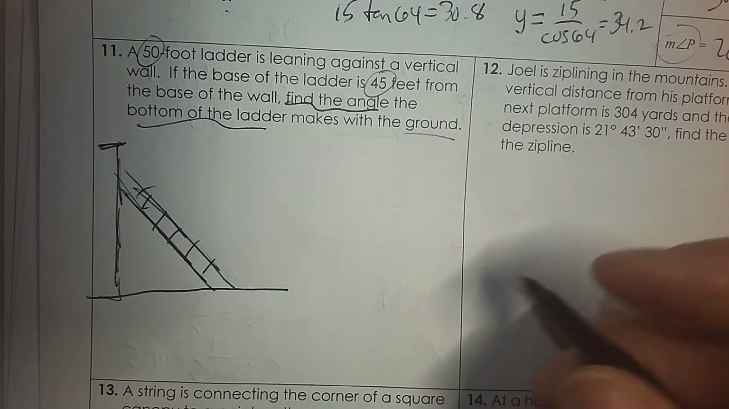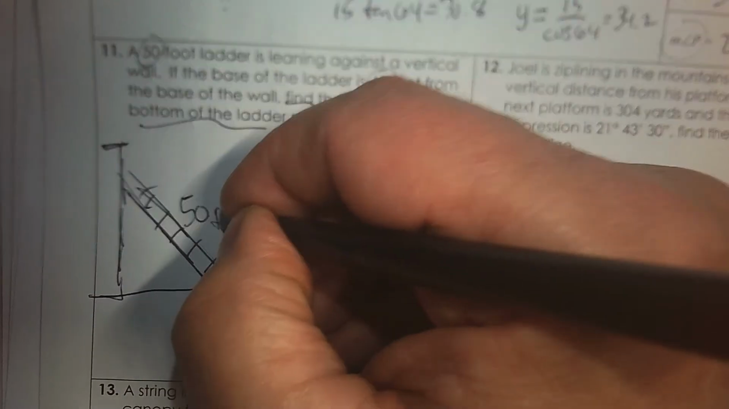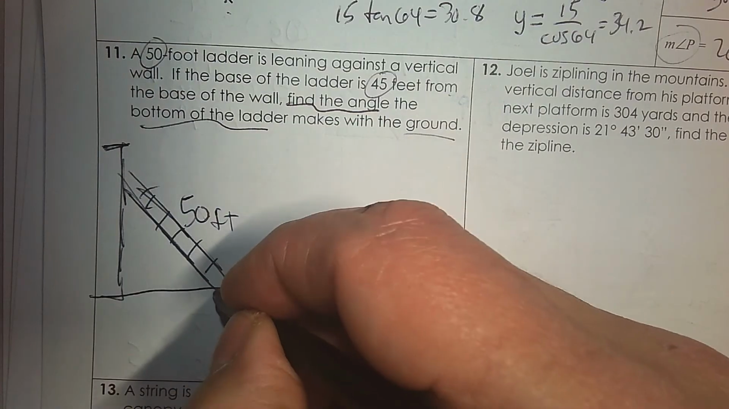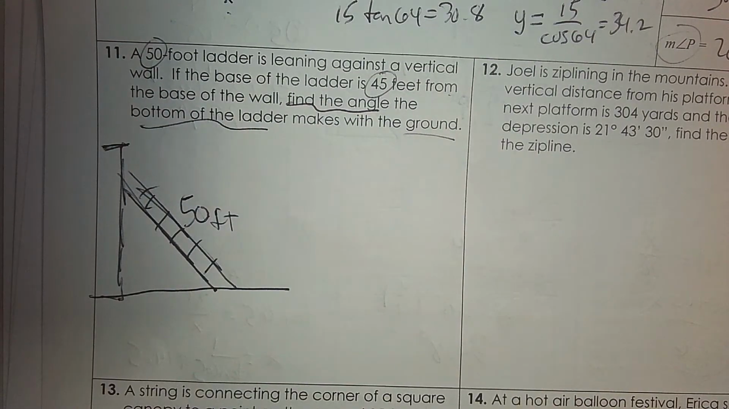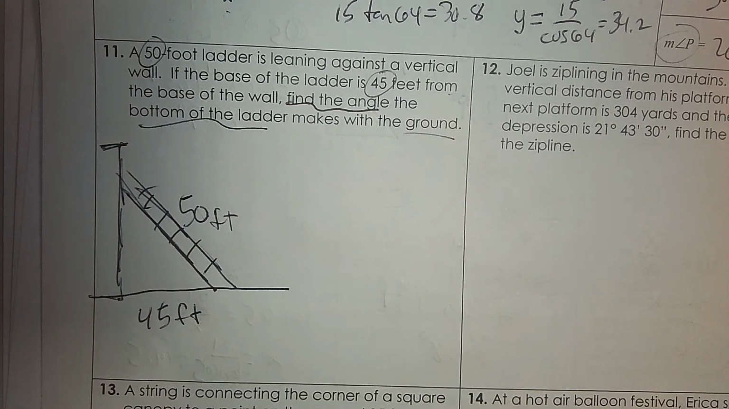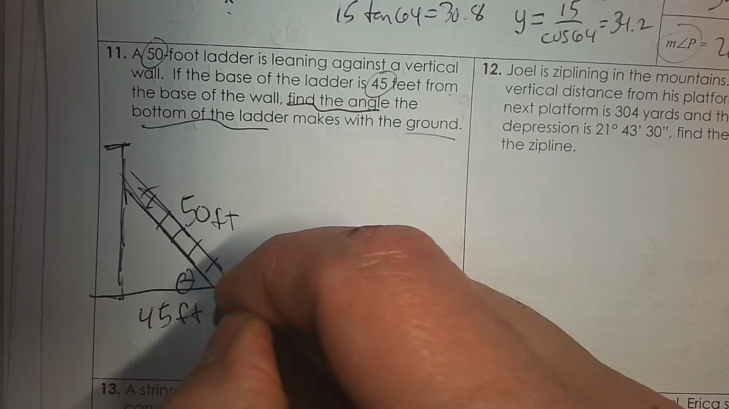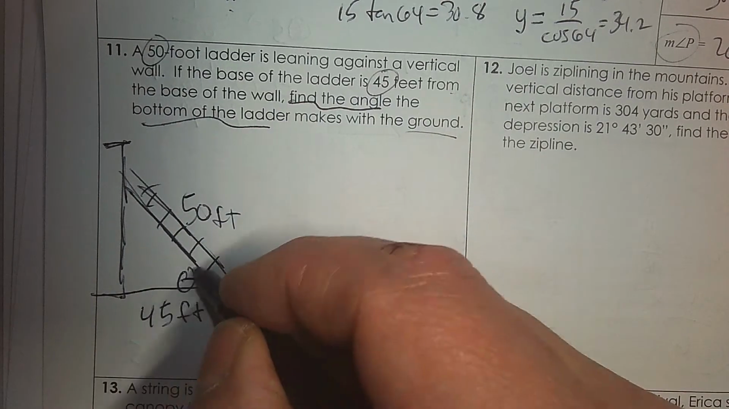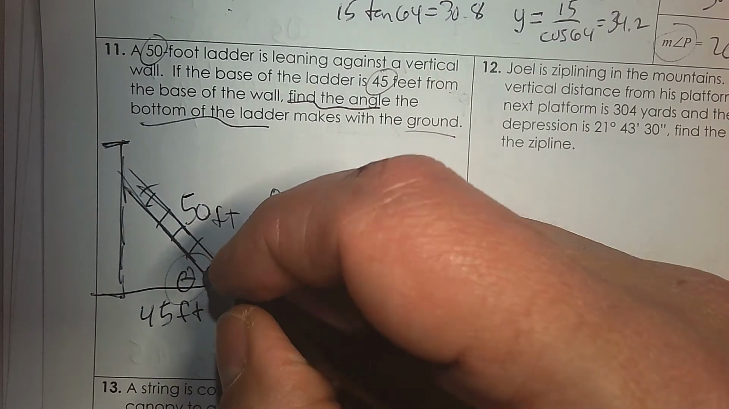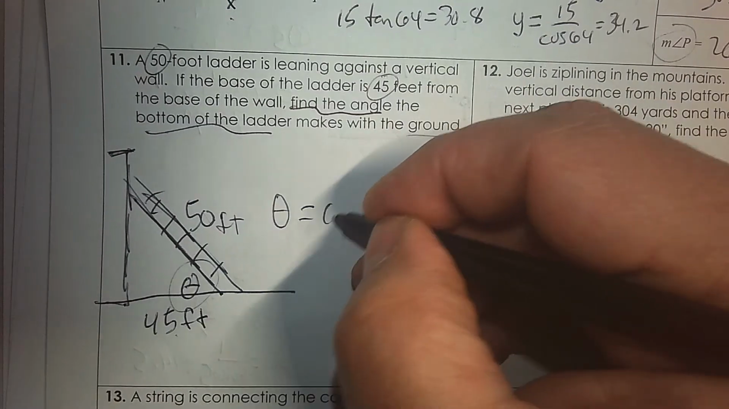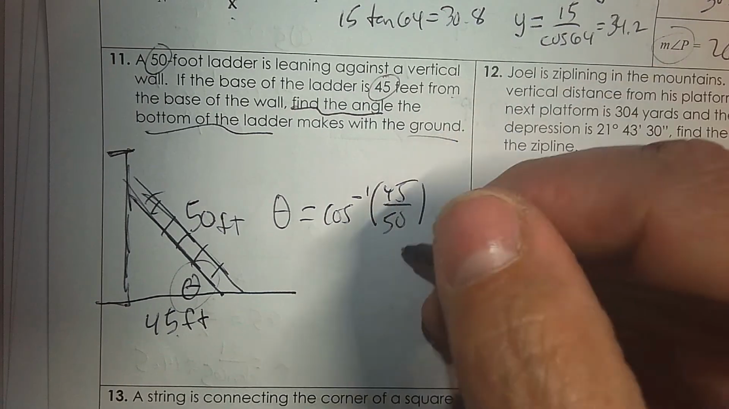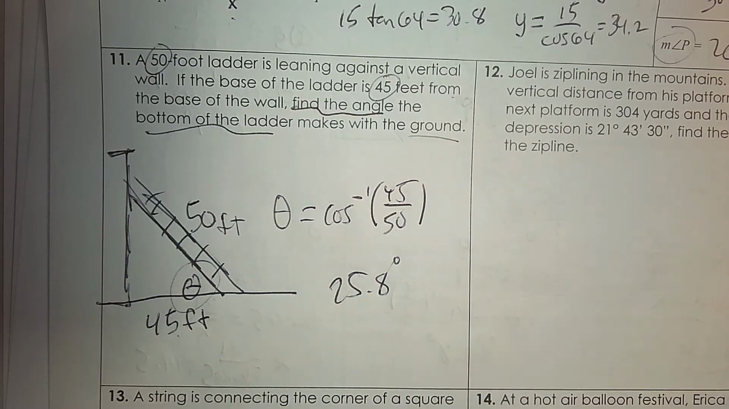What do we know about this? The ladder itself is 50 feet. We know that the base of the ladder is 45 feet from there, so here's the base of the ladder and the base of the wall, that's 45 feet. What we're looking for is the angle the bottom of the ladder is making with the ground. So this angle down here where the two meet. So if I want to find that angle, what do I know? So it's adjacent and hypotenuse. So that's cosine. So it's inverse cosine, 45 over 50. And that angle is 25.8 degrees.